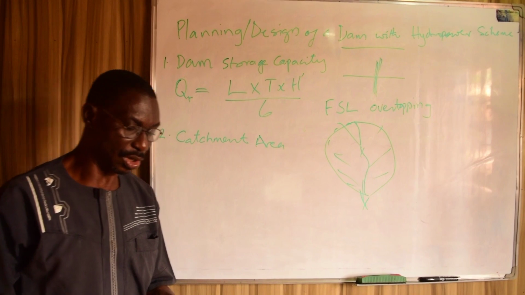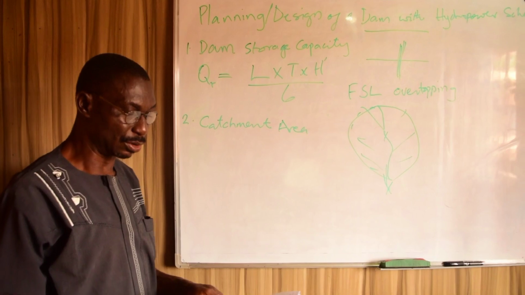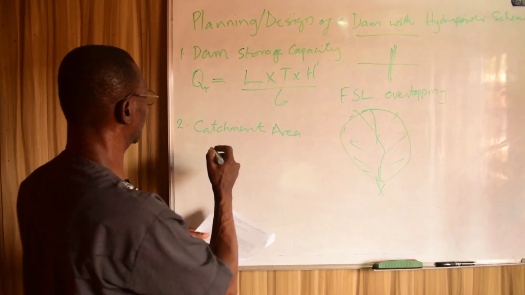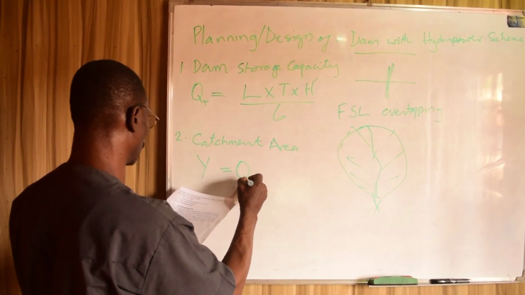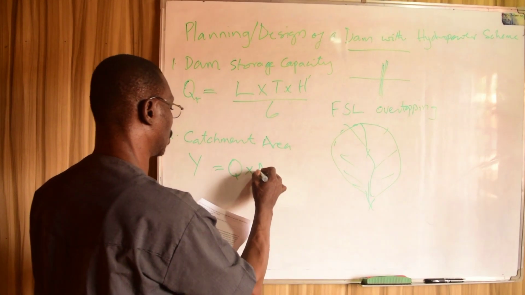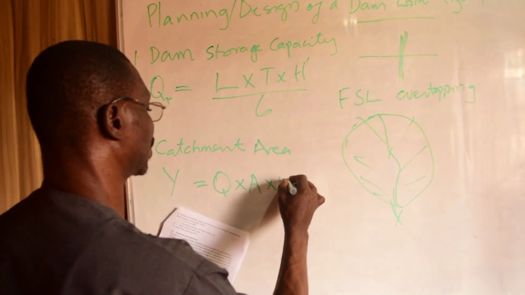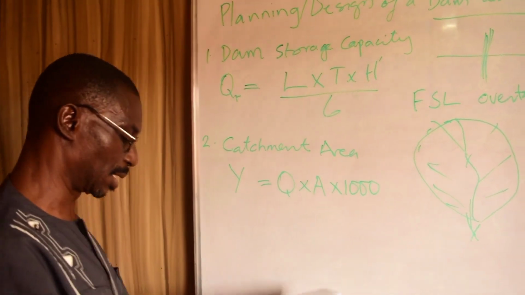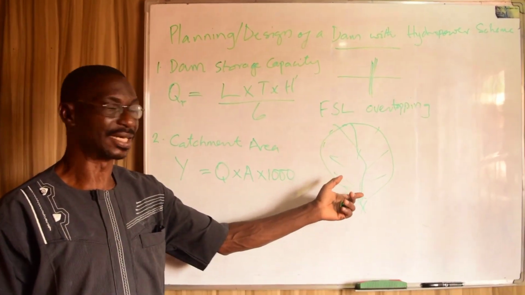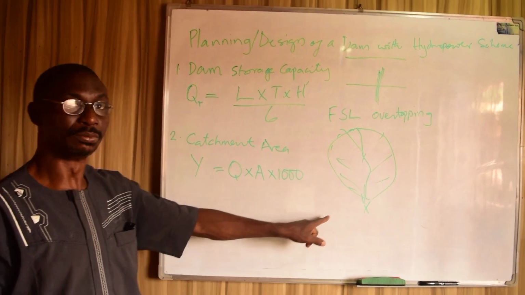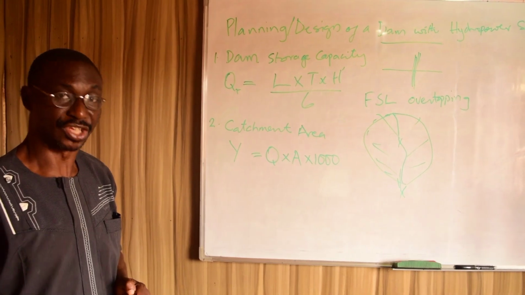And in order to calculate the yield from that area, you use Y is equal to Q multiplied by A multiplied by 1000. So after noting your catchment area, what you need from this catchment area is the yield, the volume that will be able to sustain your scheme.